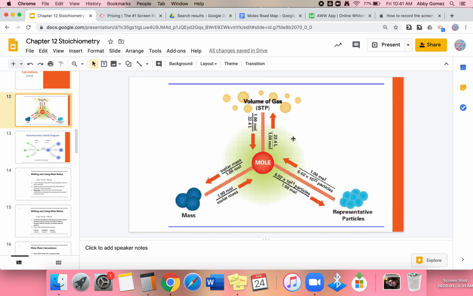Just to remind you of where we came from a little bit, we were using in chapter 10 this document. I think it's called Mole Roadmap. Hopefully you can find this. If you can't, it is posted to the classroom again. Remember, we used this mole roadmap to convert from one thing to moles. So we went from mass of something to moles of something, volume of something to moles of something, particles of something to moles of something.